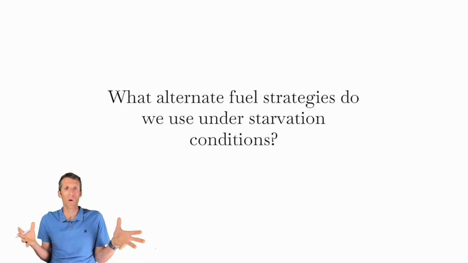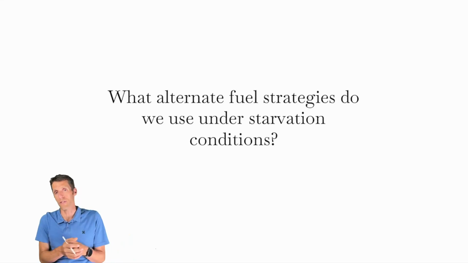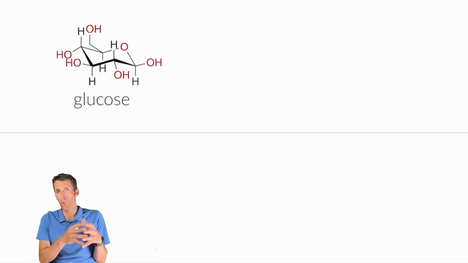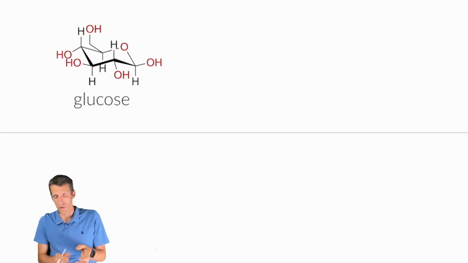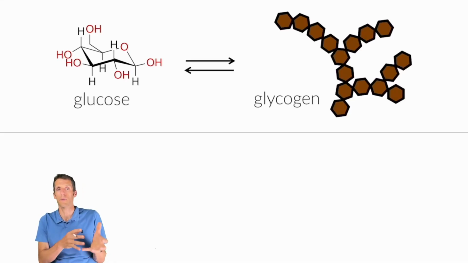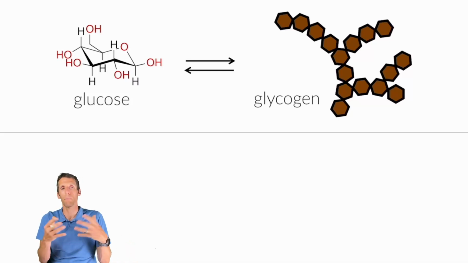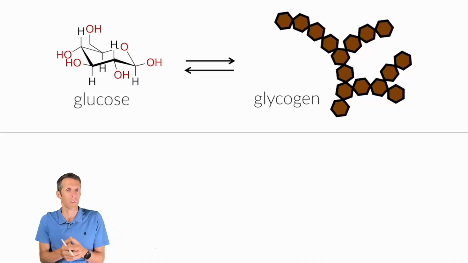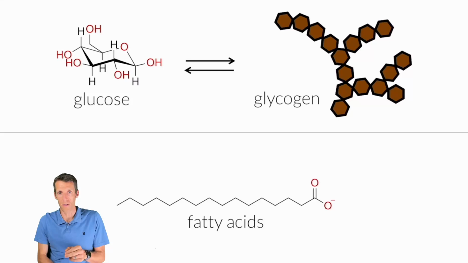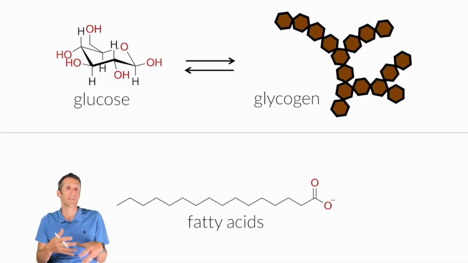And I guess the big question here is, what alternate fuel strategies do we use as humans under starvation conditions? So quick reminder that we use different types of fuel that are interchangeable with each other. In some sense, we've got glucose, which can be stored as glycogen, and glycogen, which can be stored as glucose. There's also some sub pieces of glucose, right? We can talk about pyruvate and lactate, which are derivatives of glucose and can be converted back into glucose under certain circumstances. The alternate set of fuel sources we have are built around fatty acids and acetyl-CoA.